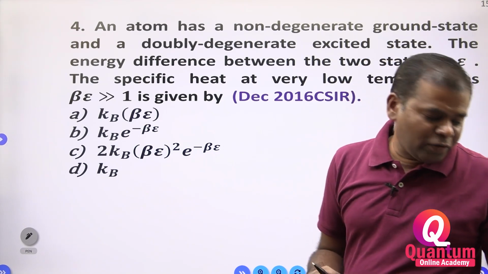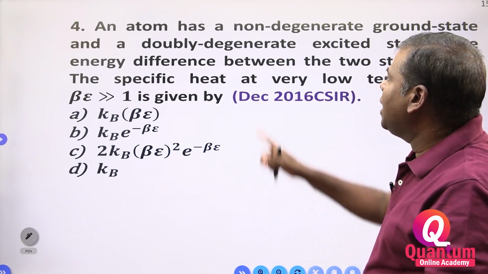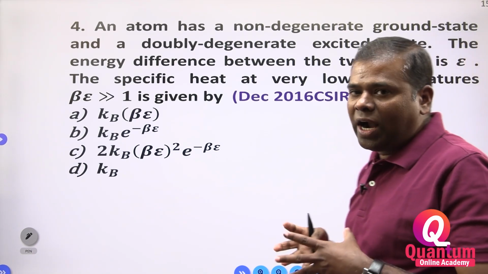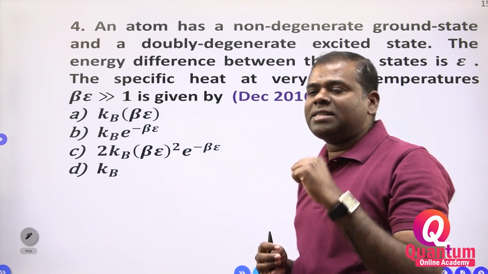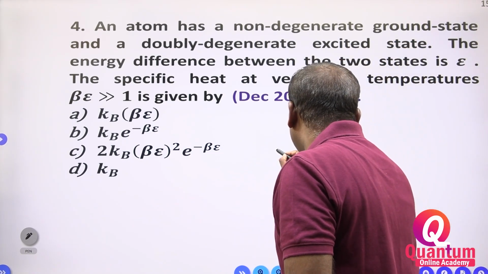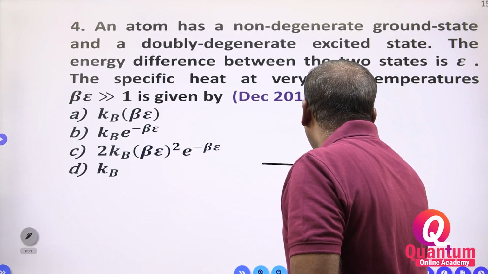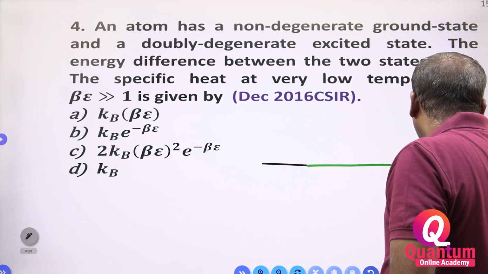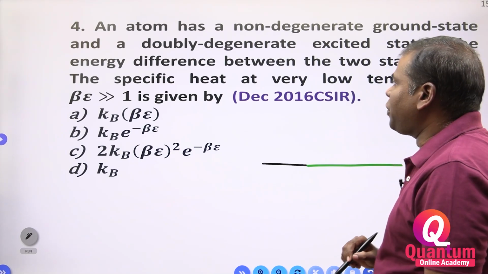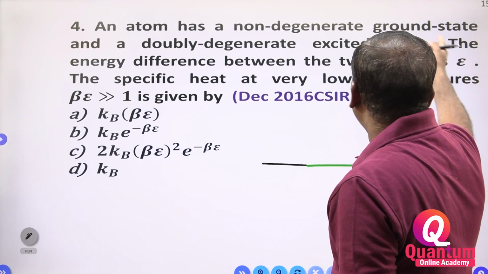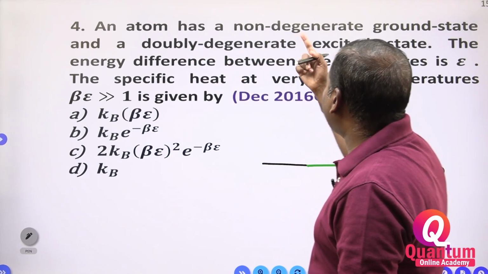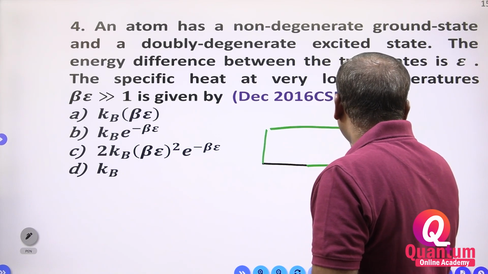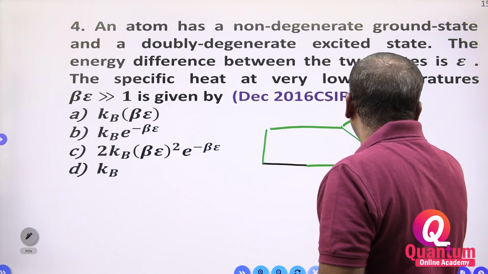So what is the fourth one? It is very, very important. An atom has a non-degenerate ground state. One atom is there, and that atom has a non-degenerate ground state. Suppose you take here a non-degenerate ground state. This is the non-degenerate ground state, and if you take its energy equal to 0. Next, the same atom has a doubly degenerate excited state. There is an excited state, and this excited state is doubly degenerate.